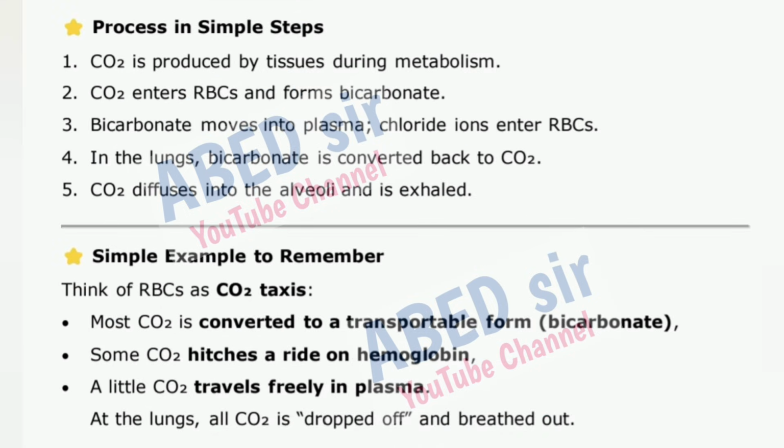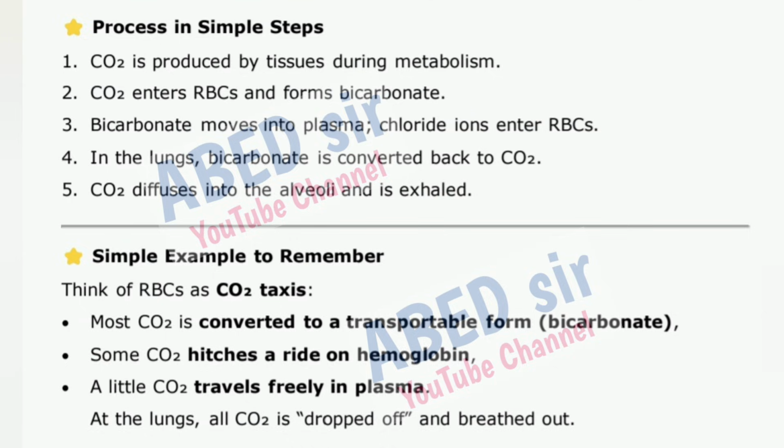Process in simple steps. 1. CO2 is produced by tissues during metabolism. 2. CO2 enters RBCs and forms bicarbonate. 3. Bicarbonate moves into plasma. Chloride ions enter RBCs. 4. In the lungs, bicarbonate is converted back to CO2. 5. CO2 diffuses into the alveoli and is exhaled.